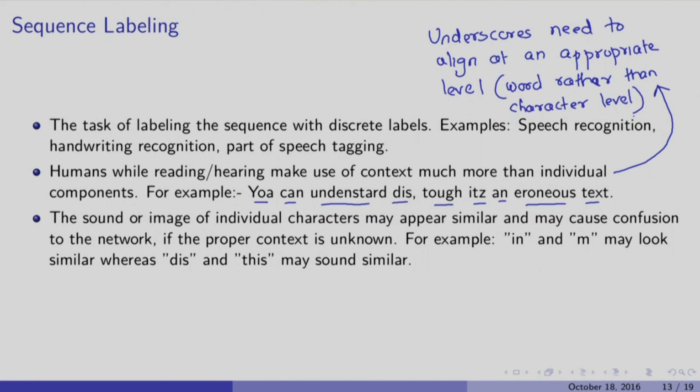I mean, it is possible that the sound or image of individual characters is similar and the network might get confused if the context is unknown. N and M may look similar, this and this might sound similar. So as important as prediction is alignment in many of these real world tasks.